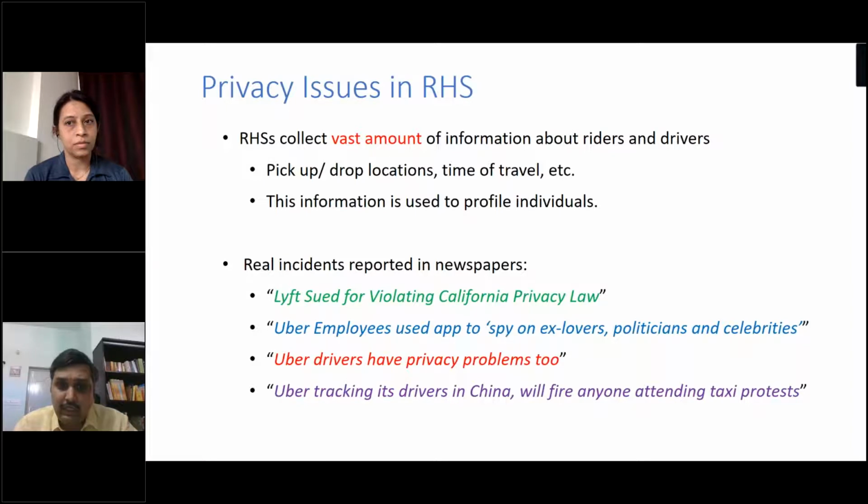I mean, Uber drivers' privacy too was targeted. There were complaints that Uber was tracking its drivers in China, and they said that anyone attending the taxi protest would be fired. Okay, so yeah, they have been in the news for the wrong reasons.